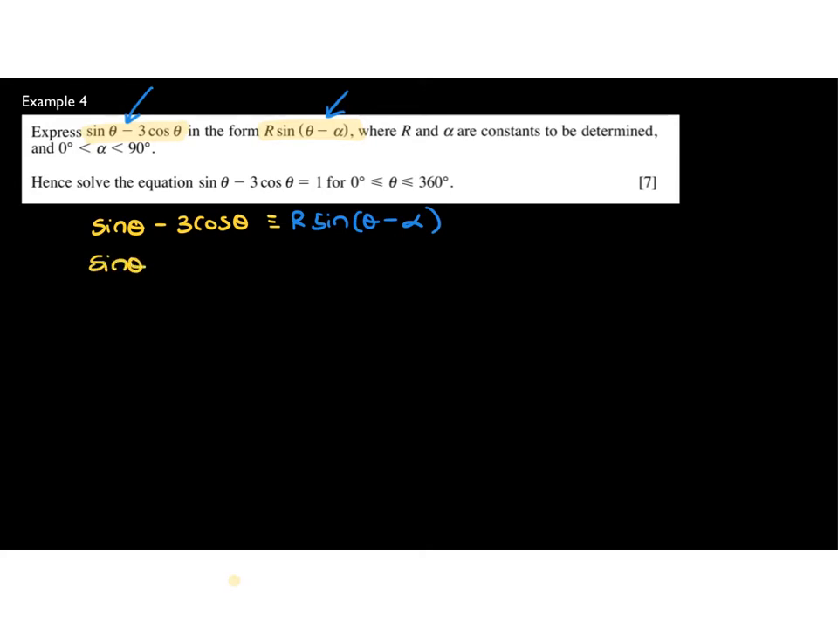So let's expand the right-hand side carefully. So we're going to use the compound angle formula for sine(theta minus alpha), which is, of course, sine theta cos alpha minus cos theta sine alpha. And both parts, of course, are multiplied by r. Now, compare coefficients, look at sine theta on both sides, and also please make sure you look carefully at cos theta on both sides as well, and look at the coefficients.